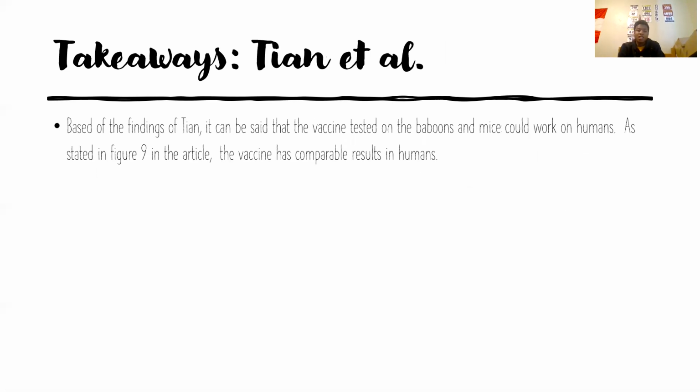So the takeaways from the Tian article: based on the findings of Tian, it can be said that the vaccine tested on the baboons and mice could work on humans. As it was shown in figure 9 in the article, the vaccine has some comparable results in both humans and baboons.